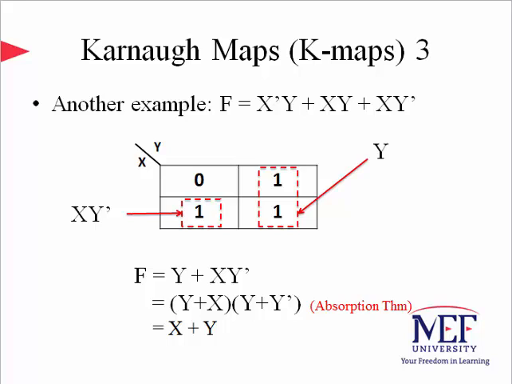Consider another example where this time the function is the same as the previous one except for an additional term, x y prime. Once you draw the Karnaugh map, the same rectangle of the previous example represents the variable y, and we additionally have x y prime. So the function equals y plus x y prime. However, we know using the absorption theorem that we can further reduce it down to x plus y, as shown.